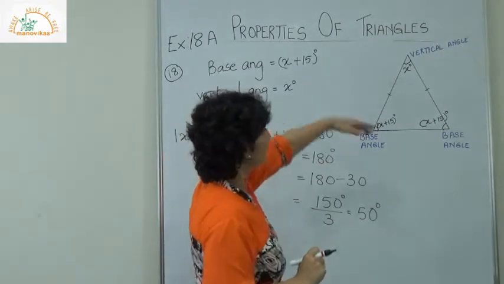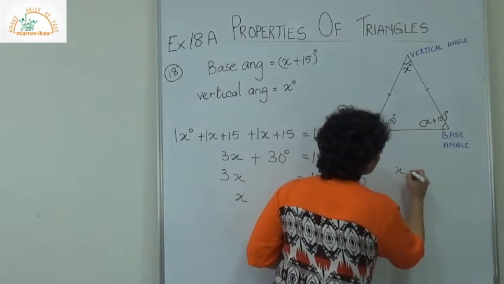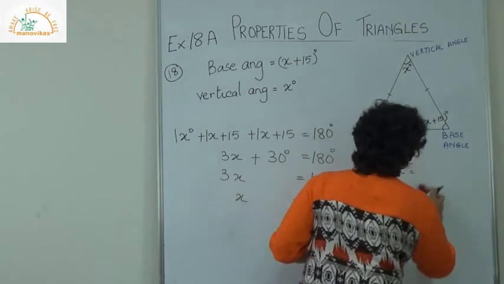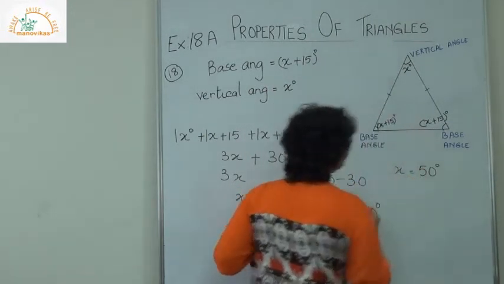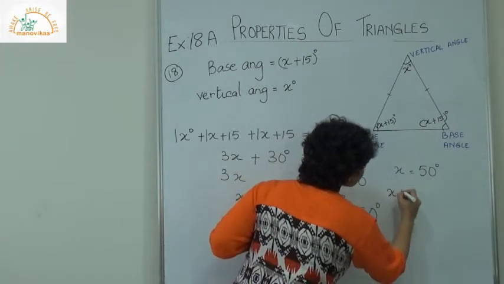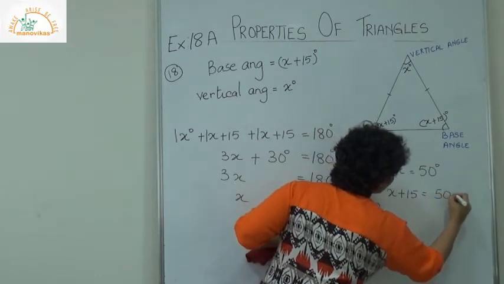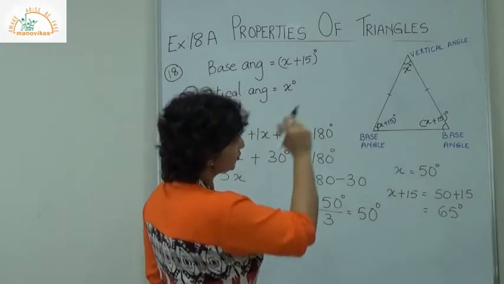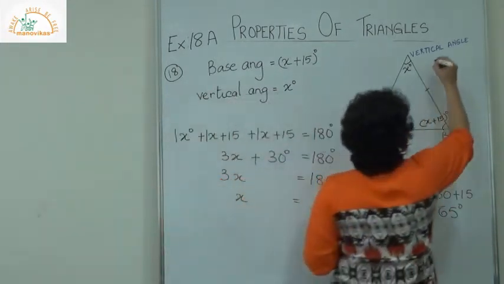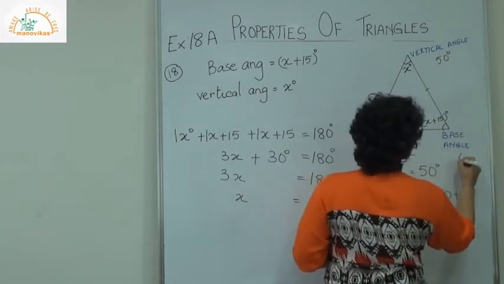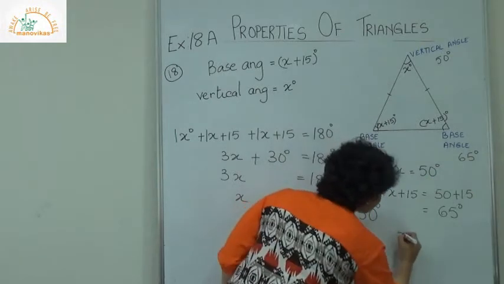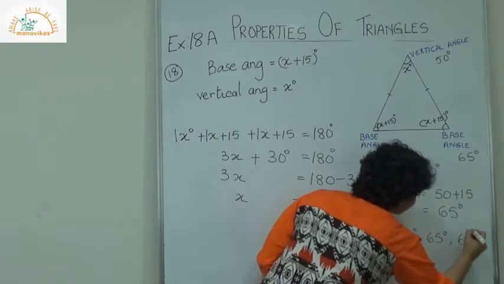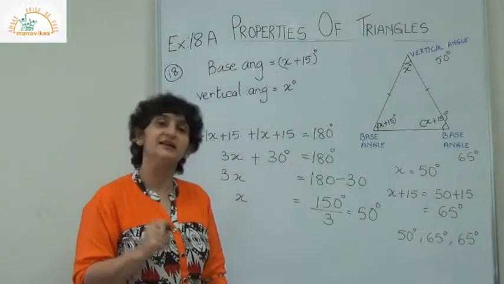Clear? So what are my different angles? x is equal to 50 degrees. Right, children? And then I have the other one, x plus 15. So 50 plus 15 would be 65 degrees. So your vertical angle will be equal to 50 degrees and your base angle is equal to 65 degrees. So 50 degrees, 65 degrees and 65 degrees. Clear, children? Let's move on to the next question.